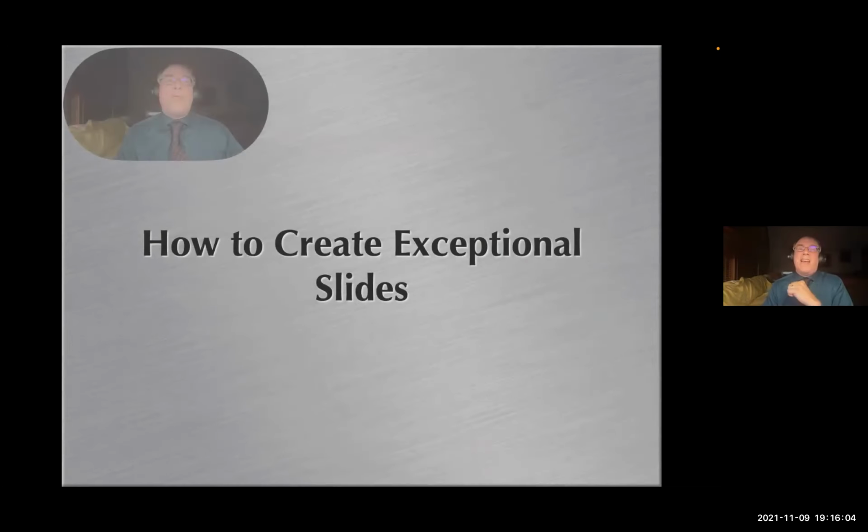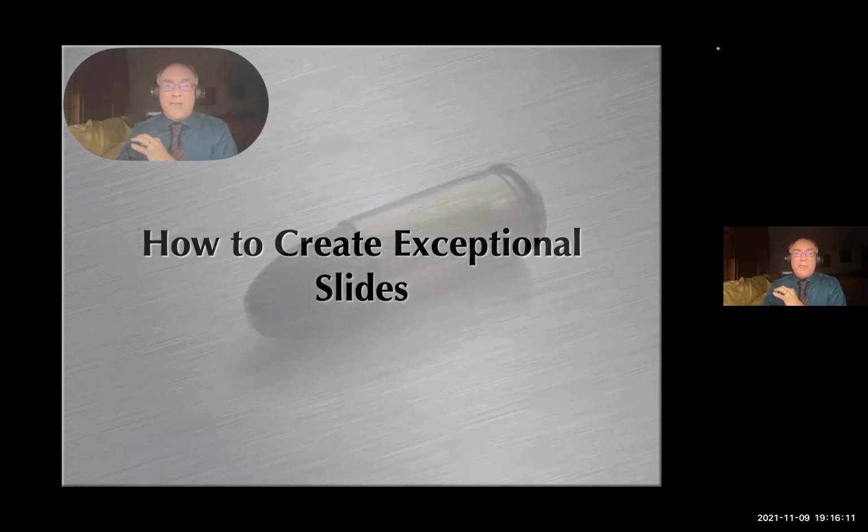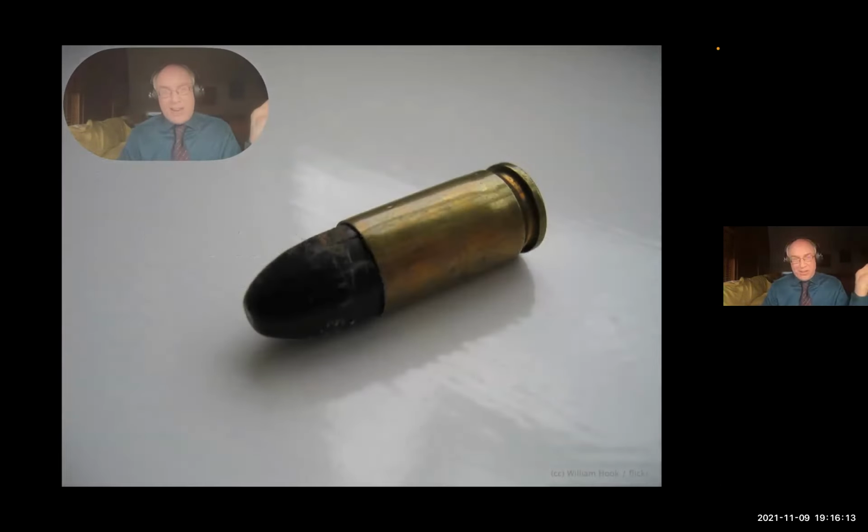So I want to look at how to move from not terrible to exceptional slides. First thing we're going to do is no bullet points. I don't care if it's a 5x5 or a 7x7 rule. I like the no rule, the no bullets. I'll ask you later whether you miss having bullet point slides.